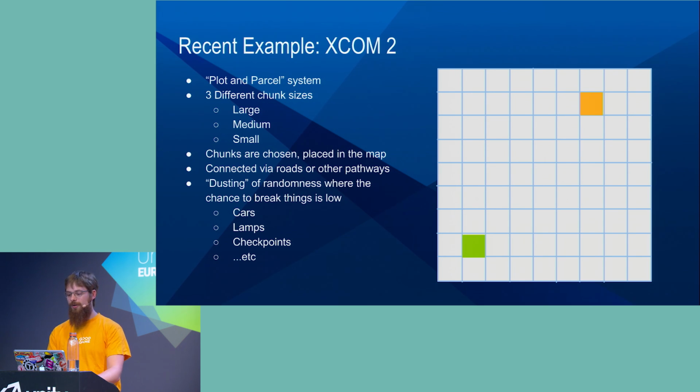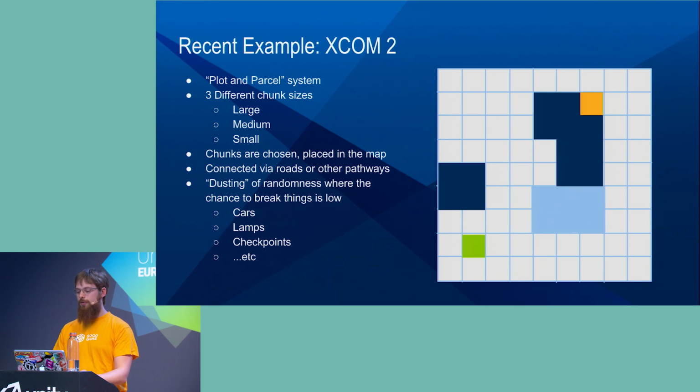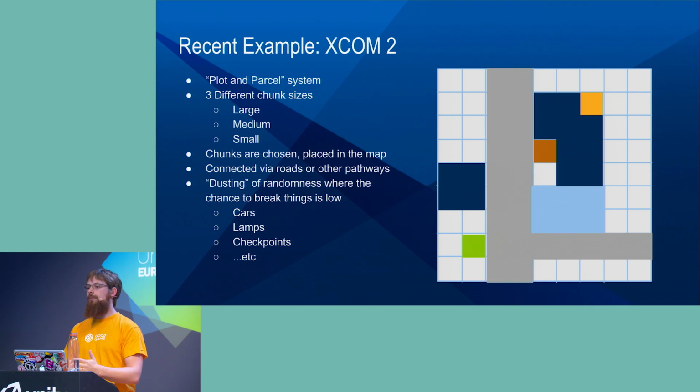So here we have the start and the end, and then you grab a few large chunks, a few medium chunks, a few small chunks, and you throw them onto the map, and they're guaranteed to not overlap, so you don't have to worry about them causing problems. Then after that, you build the roads or the pathways that the player might follow. So then you get your roads, and now you have sort of the nice little level layout that looks like it could have been designed by hand because all of the individual pieces were.